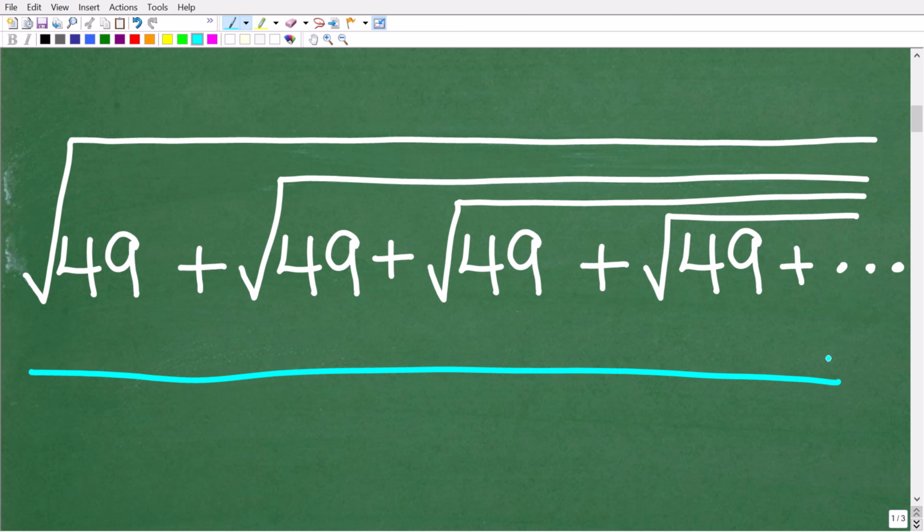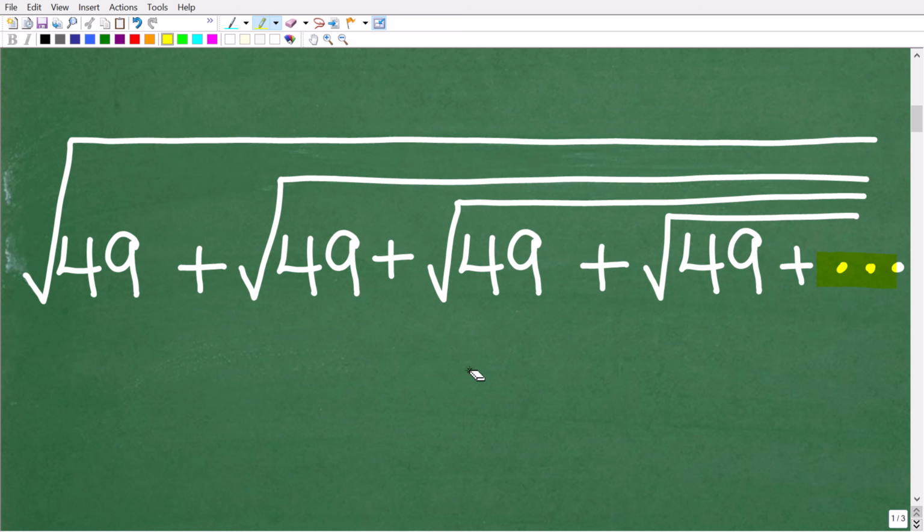Now, if we just look at it, it's going to seem almost impossible to add up all these square roots of 49s, because this pattern goes on indefinitely. So we have an indefinite chain of square roots. Matter of fact, let's see if we can figure out the pattern here. We'll take the first two square roots of 49, and let's see if we can figure something out by looking at this part of the pattern.